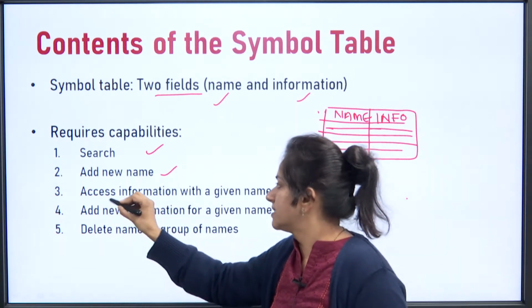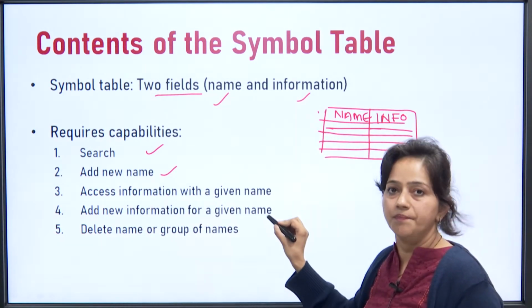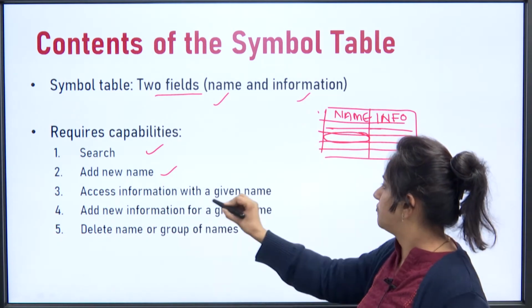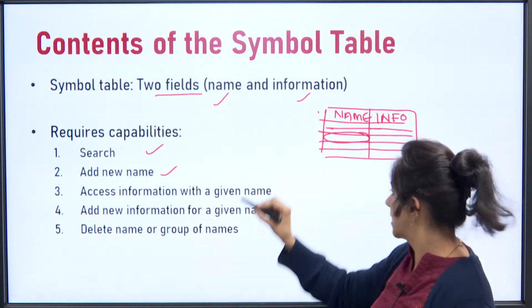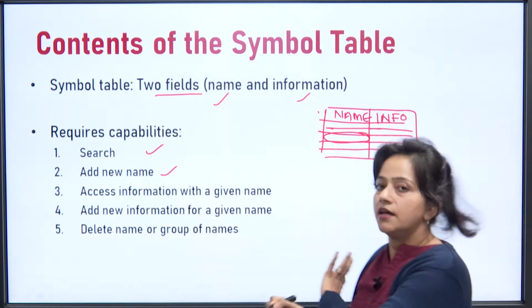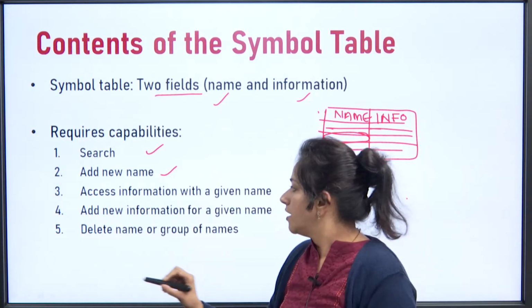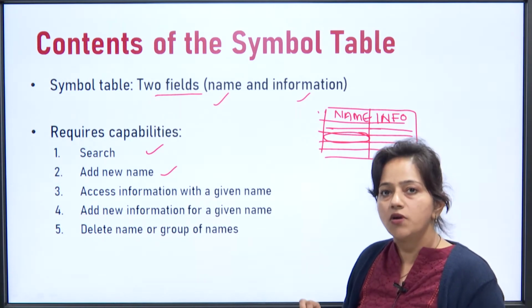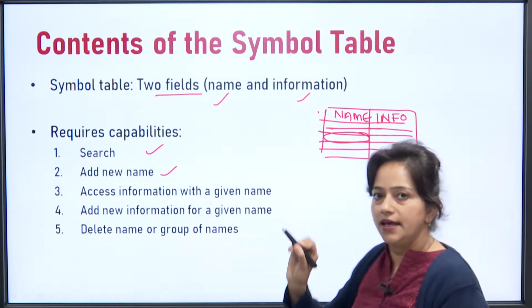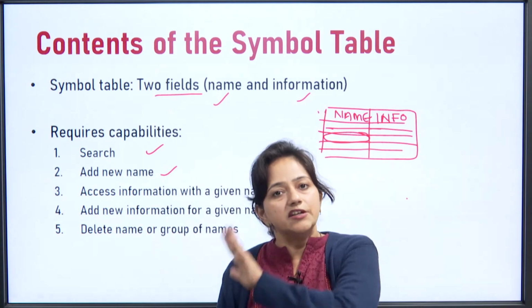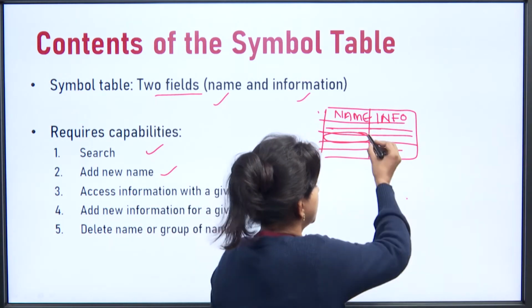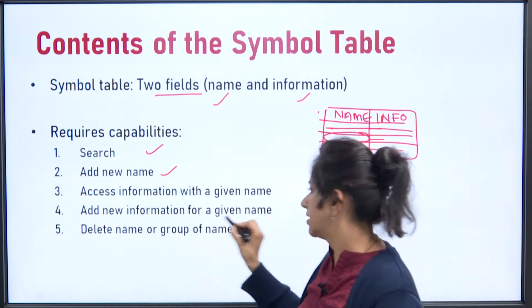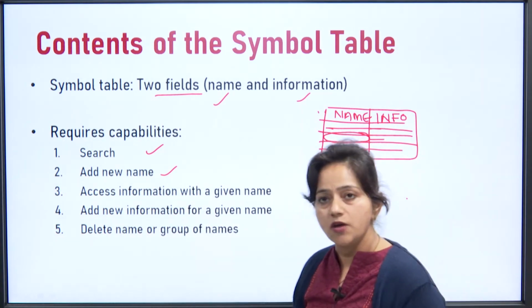Next is access information with the given name. So, suppose we need to access the information with a given name. We are giving the name and we want to fetch the respective information. Now, add new information for the given name, meaning at a particular time the name is already there, but we want to add its information with respect to this name. So, adding the new information for the given name or updating also.